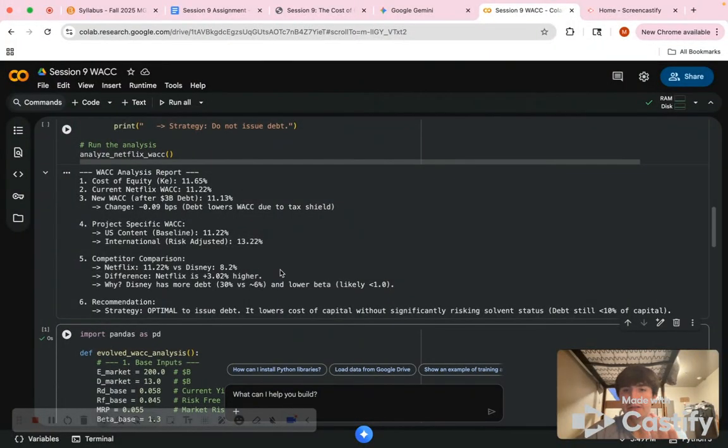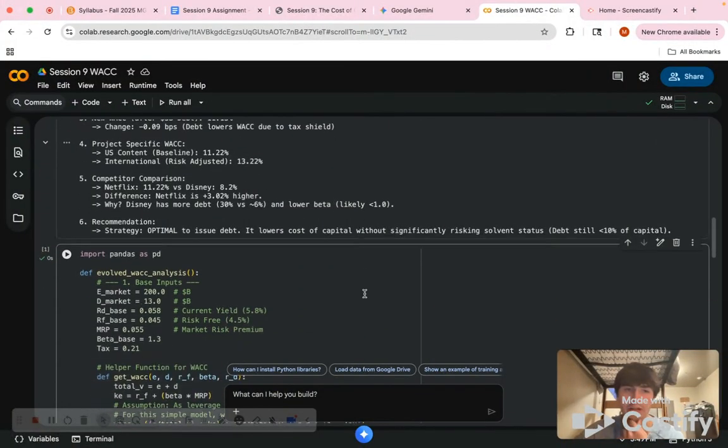So we want to issue the debt for Netflix, but we do see that Disney has a better WACC than Netflix because it has more debt and it's able to get more of a tax shield.